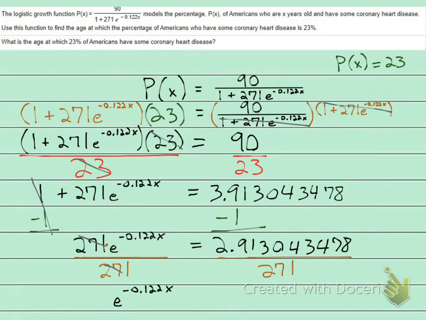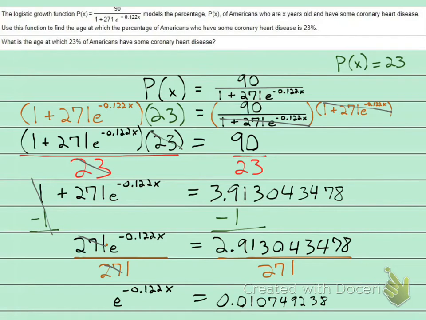0.122x. And that is going to equal, let me get my calculator and type in all these numbers, 2.913043478 divided by 271. And I get this beautiful number of 0.010749238. Okay, now that's not a good looking number, but I'm not done yet. I'm not ready to analyze what that means.